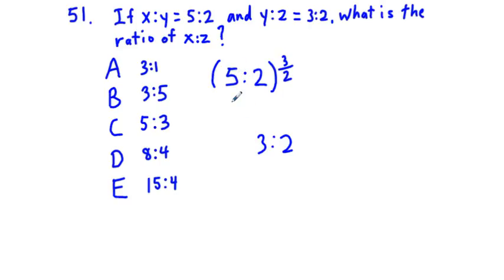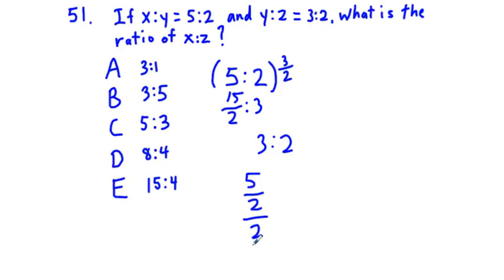So if you multiply this ratio by 3 halves, you have 3 times 5 divided by 2. So you can have 15 halves here, and then over here on the right you have 3 halves times 2 is 3. And so now your y's are the same in each, so your true ratio is going to be 15 halves to 3, or divided by 3.